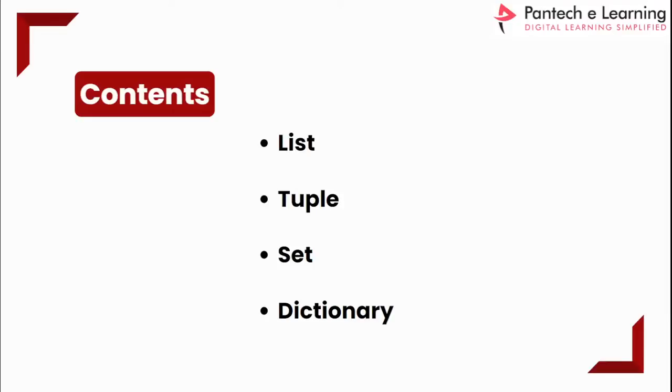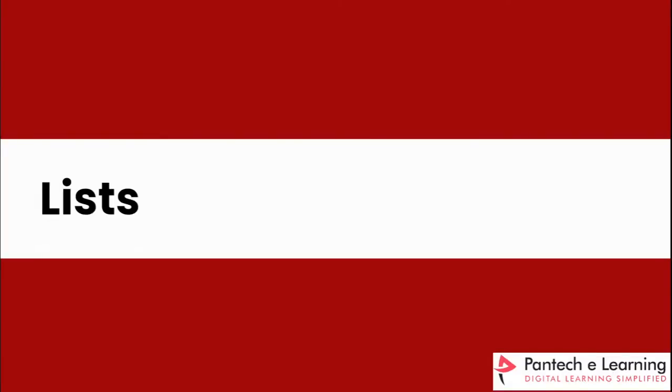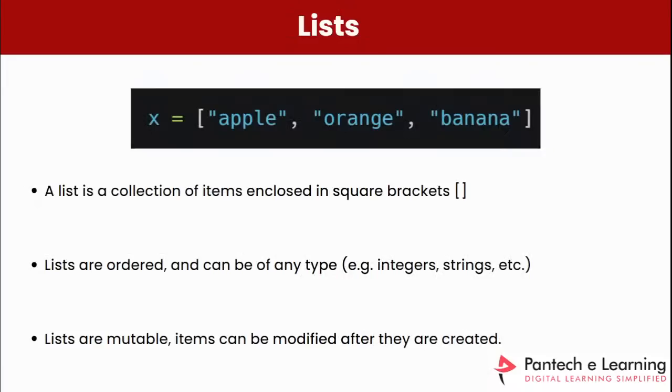Yesterday we completed the string operations. Do you remember, if I use the split option, I got a collection of items separated with commas inside square brackets, and I called it a list. So that is what a list is: a collection of items enclosed inside square brackets. It is also a data type. You can store x equal to apple, orange, banana.